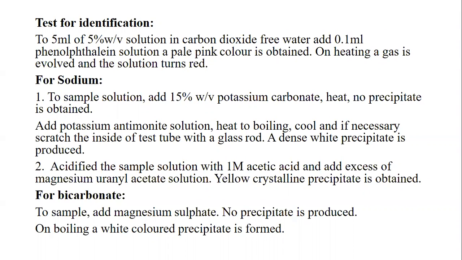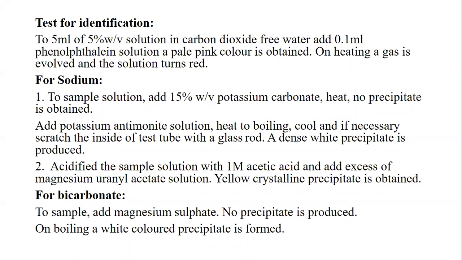Coming to the test for identification of bicarbonate ion. To the sample, you're going to add magnesium sulfate. At that point, no precipitate is produced. So in inference, you're still not going to write anything because this is just part 1 of your first test. Part 2 is, on boiling, a white colored precipitate is formed. If you do get a white colored precipitate, then you're going to write in the inference column that bicarbonate ion is present.